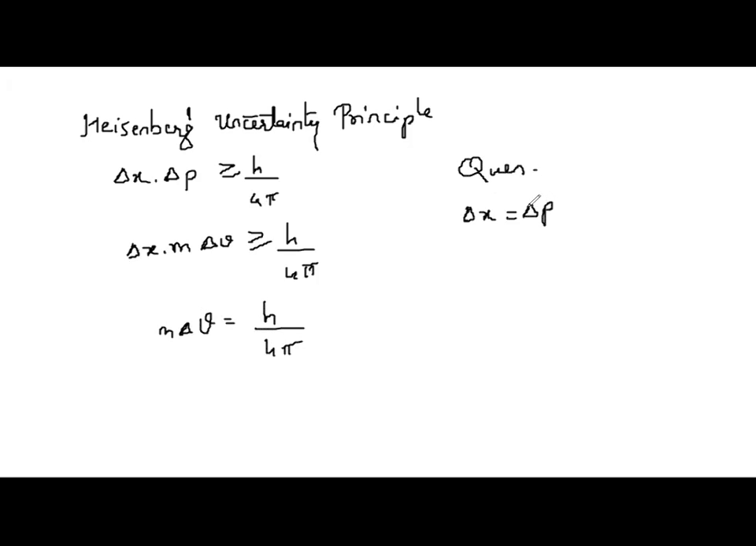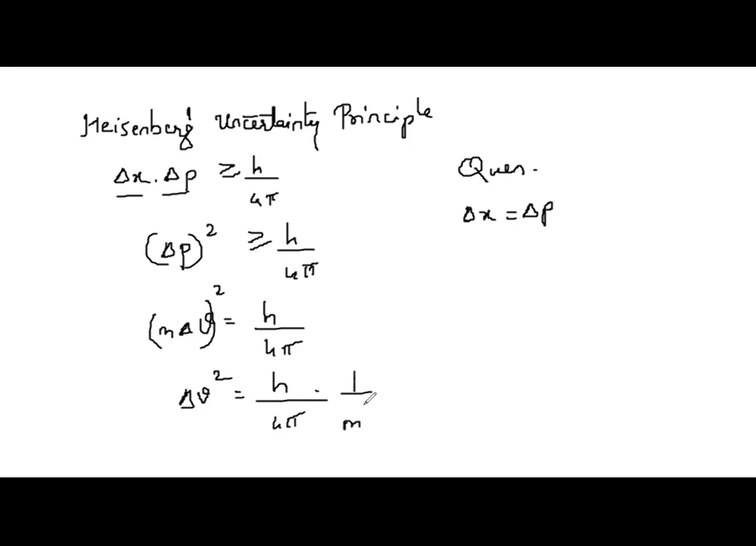So when delta x and delta p are the same, instead of taking it like this, I can write delta p only, the whole square, because I can substitute delta x as delta p. So delta p whole square becomes m delta v the whole square, correct? Yes or no? Because the question says uncertainty in position and momentum are equal. So delta p the whole square is greater than or equal to h by 4 pi. So this becomes delta v square is equal to h by 4 pi into 1 by m square.